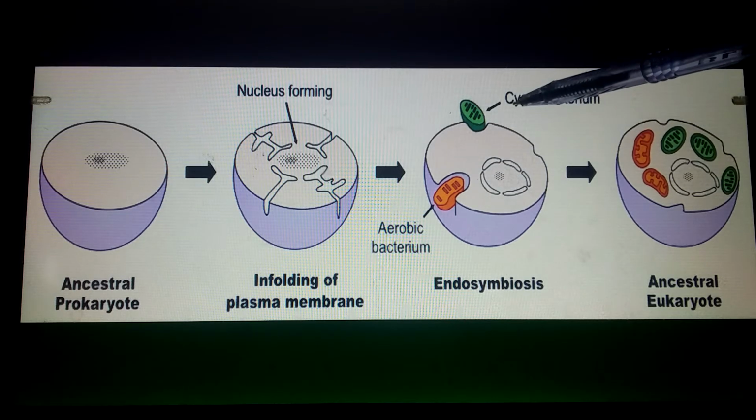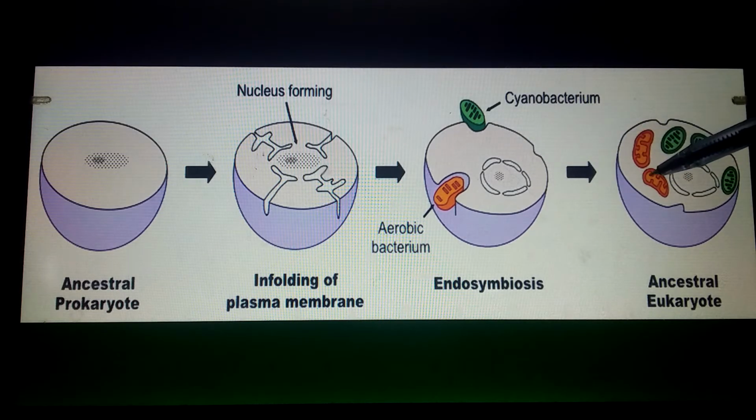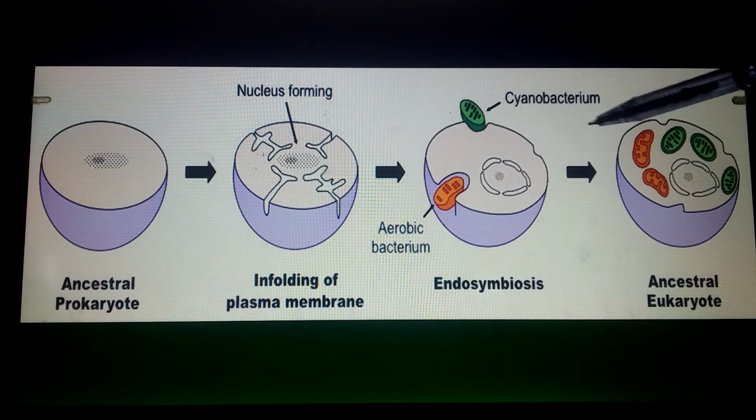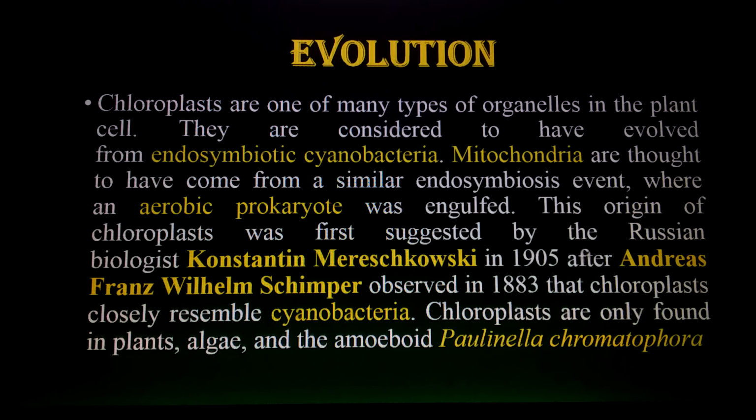And cyanobacteria, green bacteria, photosynthetic bacteria. Now what will happen? With the passage of time, this aerobic bacteria converted into mitochondria, and this cyanobacteria became the chloroplast. So this is the endosymbiosis theory for the evolution of the mitochondria as well as the chloroplast.